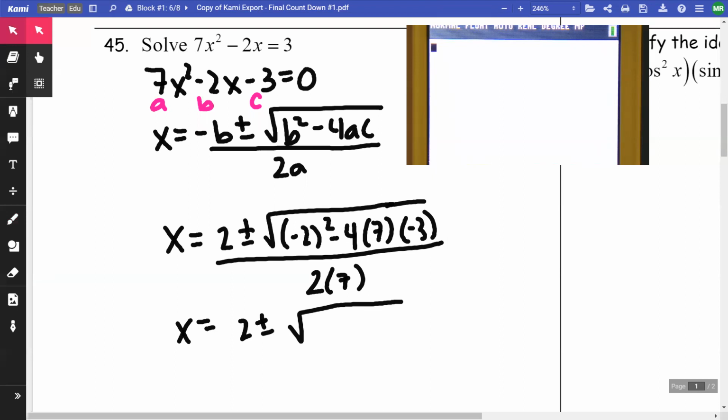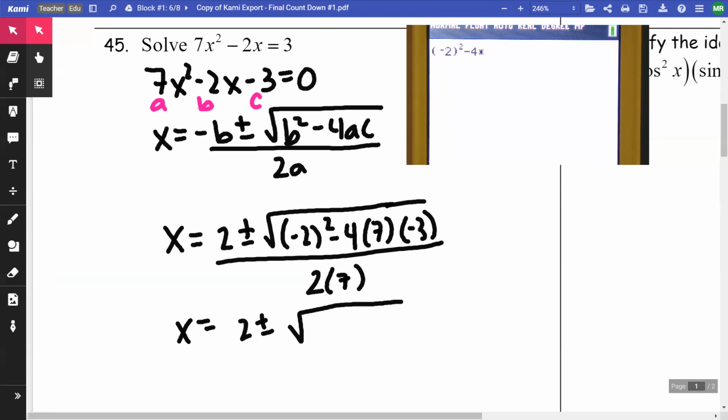So I'm just going to be doing what's underneath the radical. So I'm going to have -2 squared. And again, I want parentheses around it. I should be getting a +4. And if I don't put parentheses, it's going to give me a -4. So you want to be careful.